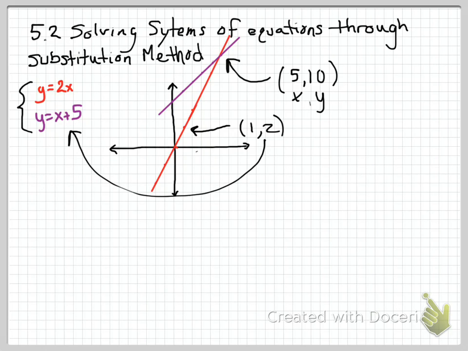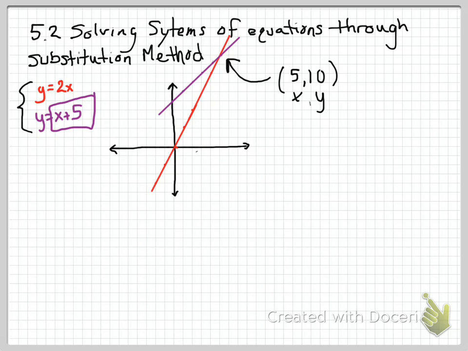So knowing that they share an x and a y, you can use that algebraically and set up an equation. So I know that the y works for both equations, okay? So I know that if y equals 2x, then 2x is the same as this y. So I can substitute that in for that y. So I can take the x plus 5 that's in purple. Actually, let me do it this way to try to make sense of it for you.